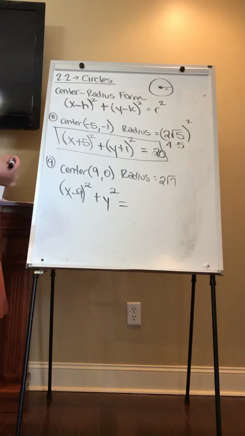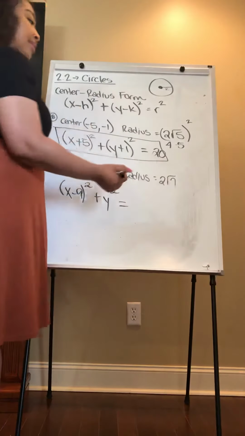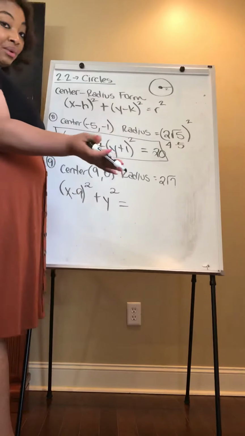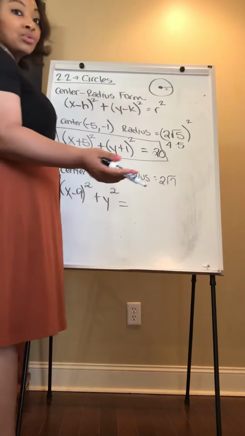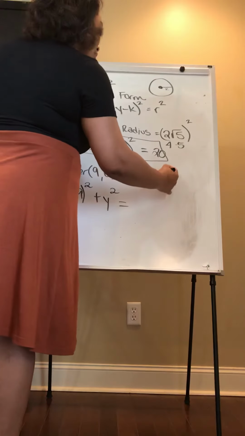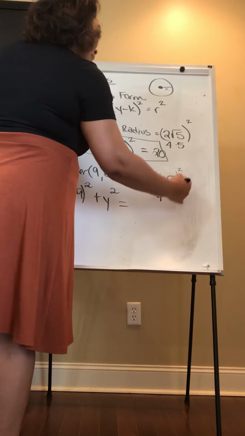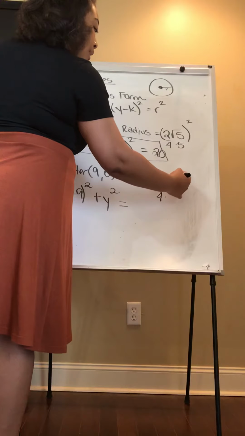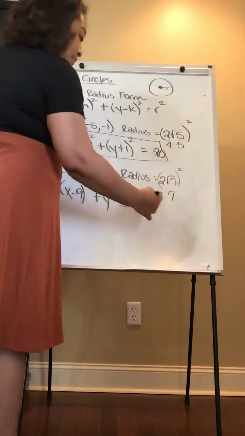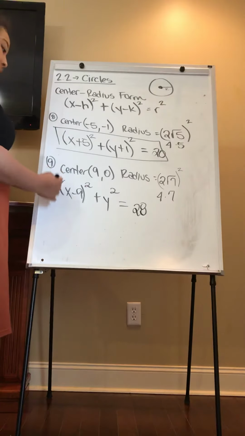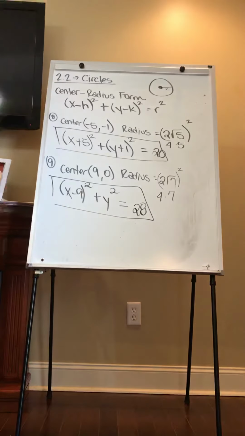Equals, now again, if you got 2 square roots of 7, in order for me to have a 2, I must have had a 4. And 4 times 7 is 28. Or you can square that. 2 squared is 4. And when you square the square root of 7, you just have 7, which would give you 28. And that would be your equation.